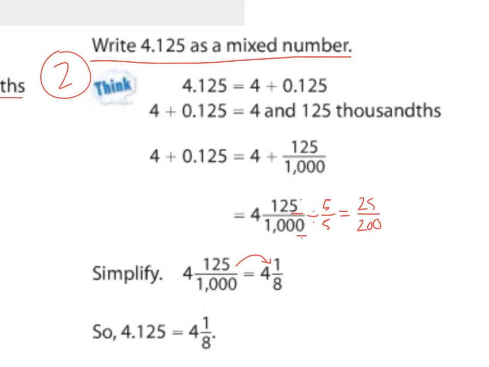Then I know it still ends in 5 or 0, so I can divide by 5 again. That would lead me to 5/40ths, and I notice that they end in 5 or 0 again, so I can do it one more time, leaving me with a final fraction of 1/8. So we're carrying that 1/8 over to our whole number 4, and so we have 4 1/8. So 4 and 125 thousandths is 4 1/8.